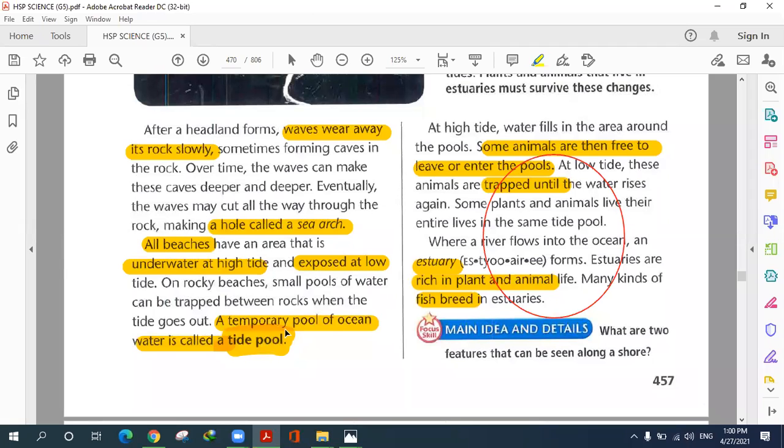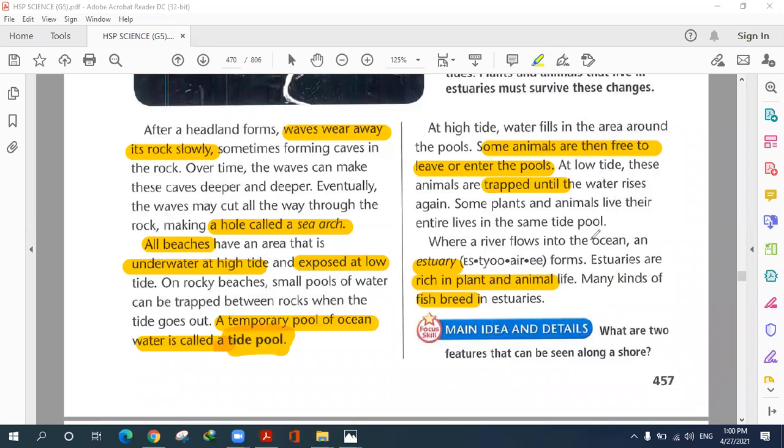So again, what is a tide pool? They are temporary pools of ocean water. All beaches have an area that is underwater at high tide and exposed at low tide. On rocky beaches, small pools of water can be trapped between rocks when the tide goes out, just like we saw in the picture. At high tide, water fills the area around the pools, and some animals are then free to leave or enter the ocean again. Okay?